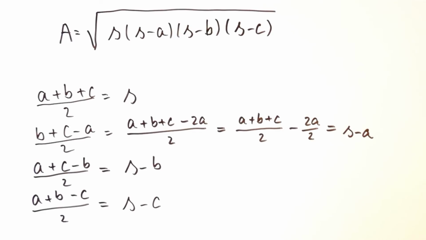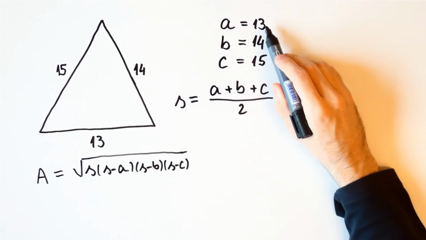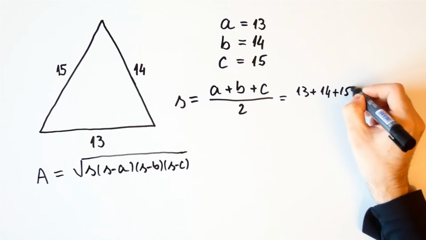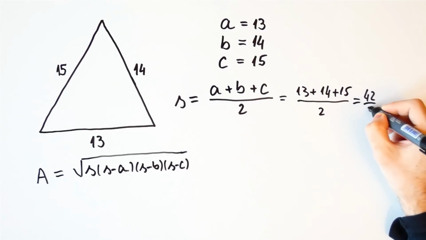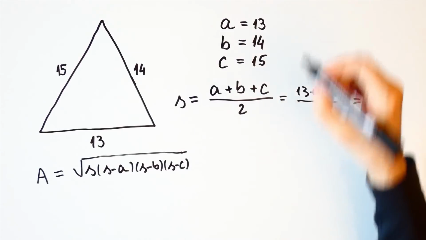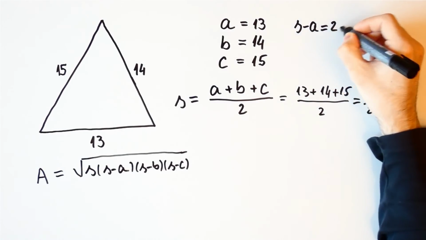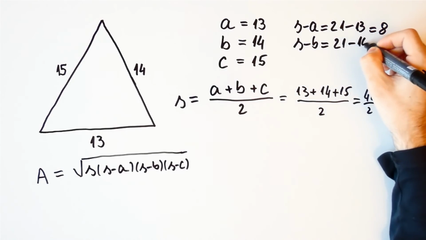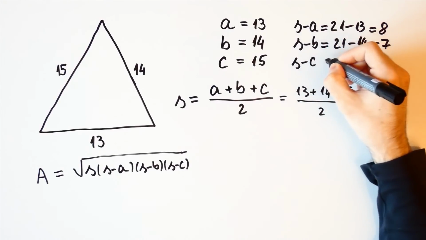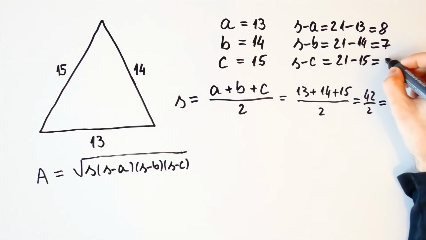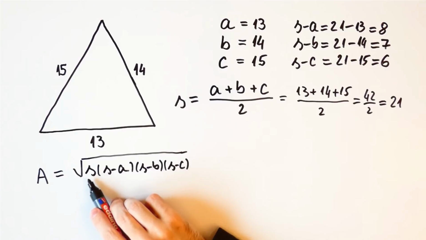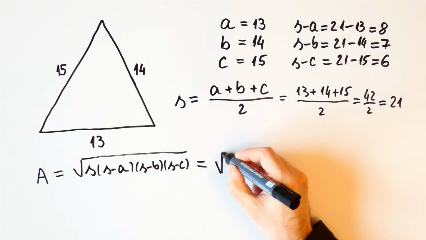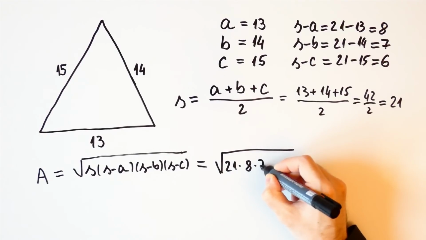Now let's go back to our problem. In our case, when sides are 13, 14 and 15, the semiperimeter is equal to (13 plus 14 plus 15) over 2, and that is equal to 42 over 2, which is equal to 21. Now, s minus a is equal to 21 minus 13, which is 8. s minus b is equal to 21 minus 14, which is 7. And s minus c is equal to 21 minus 15, which is 6. The area is equal to the square root of s times (s minus a) times (s minus b) times (s minus c), which is now equal to the square root of 21 times 8 times 7 times 6.